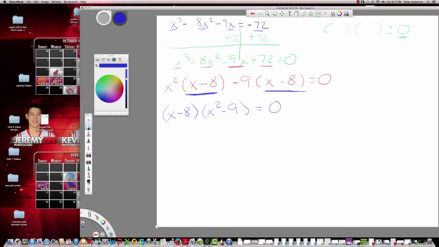Again, when I say factor, this is like reverse distribution. So notice that if I take this quantity x minus 8 and I multiply by x squared, I get x squared times x minus 8. When I take this quantity x minus 8 and I multiply by 9, I get 9 times the quantity x minus 8. You do not get two x minus 8s. A lot of students see this as you have an x minus 8 here, you have an x minus 8 here, so you have two x minus 8s.